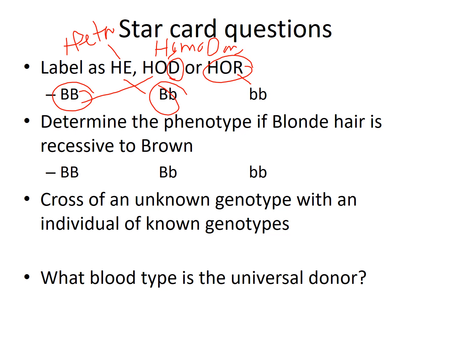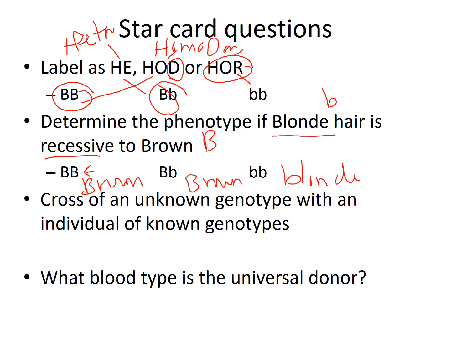All right, so determine the phenotype if blonde hair is recessive to brown. If blonde hair is recessive, that means blonde hair is little b and brown is big B. So which one would this one be? That's going to be brown hair. Which one was this one? This is brown. Remember, dominant always wins. So what color hair is this? Blonde.